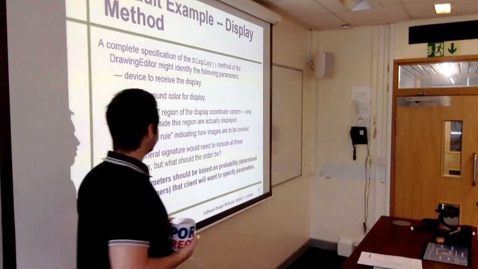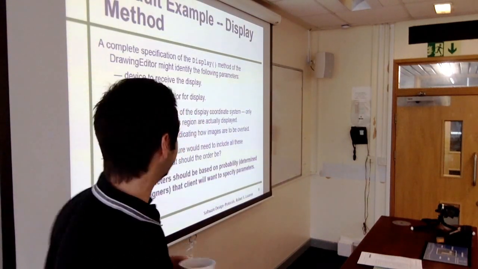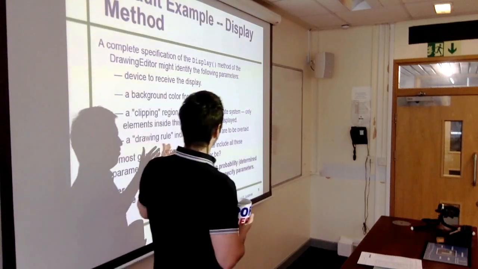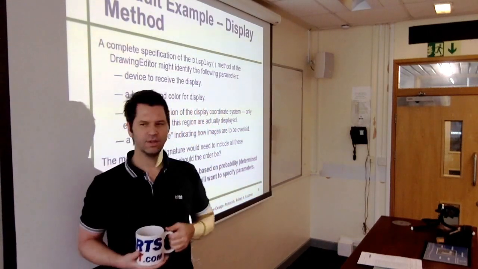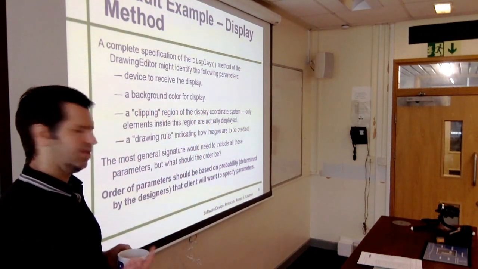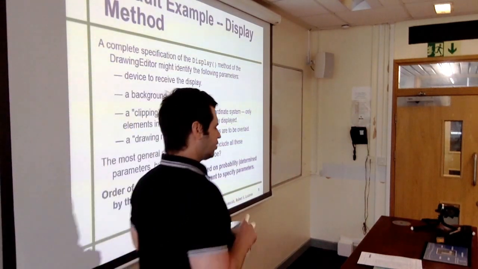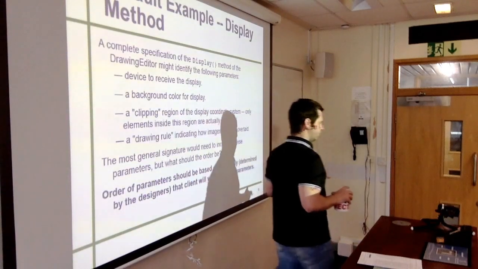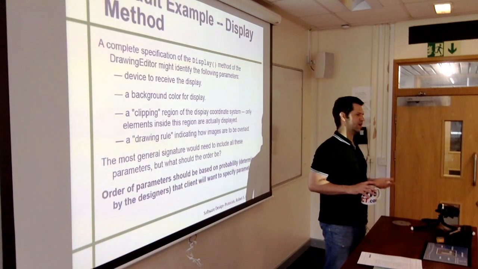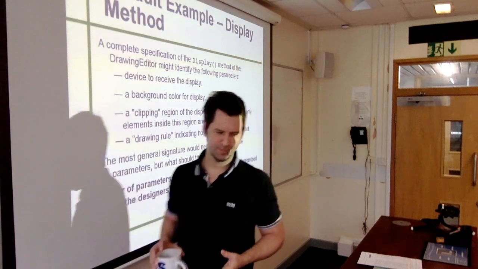A clipping region of the display coordinate system, for example, where only elements inside the clipping region are displayed. And a drawing rule indicating how images are to be overlaid. We need default values for all of these as well. We have to think carefully about the default values. Another thing we're going to think about very carefully is the order in which we put the input parameters. This is, again, very important, but something that nobody thinks about.